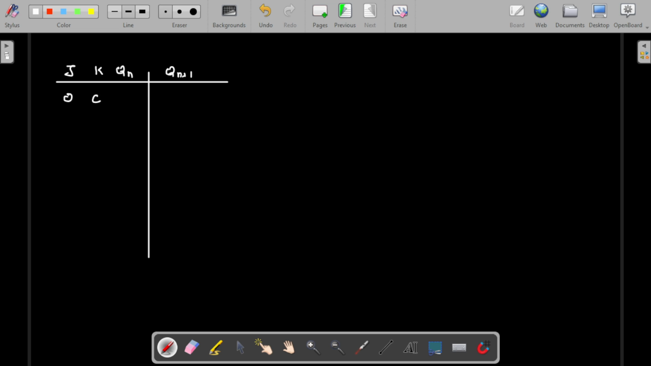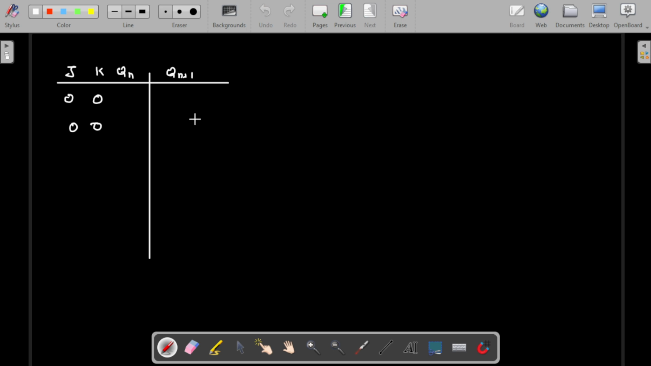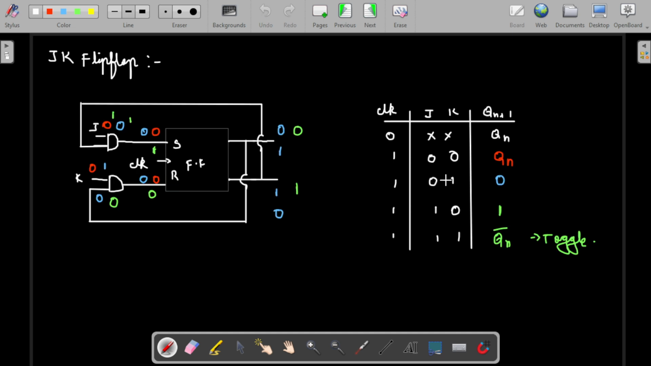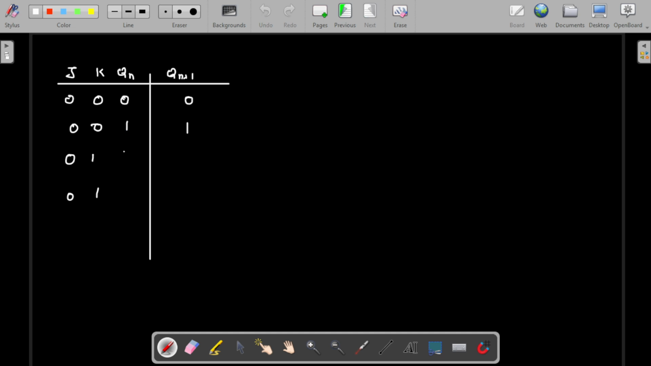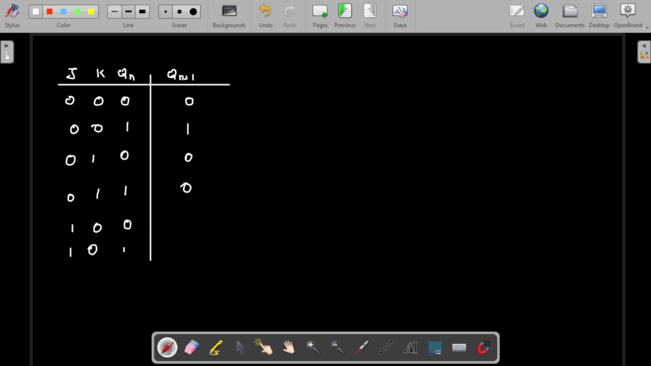Okay, so 0 0 0 0. So whenever the value is 0 0, the previous state will be maintained as it is. So if it is 0, it will be 0. If it is 1, output will be 1. So 0 1 0 1. So whenever the value is 0 1, the output will be set to 0 always. So even if it is 0 or 1, output will always be set to 0. So here 1 0 1 0. So if 1 0 is the case, output will always be set to 1. So even if it is 0 or 1, output will always be set to 1. So if the input is 1 1, then the output will toggle. So if it is 0, it will change to 1. If it is 1, then output will be changed to 0. Okay, so this is the characteristic equation table that we have.